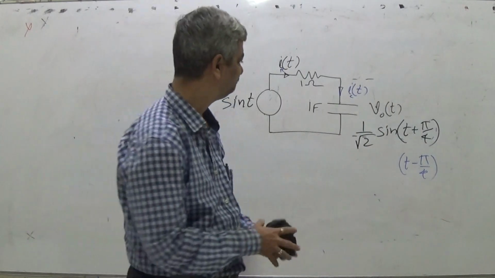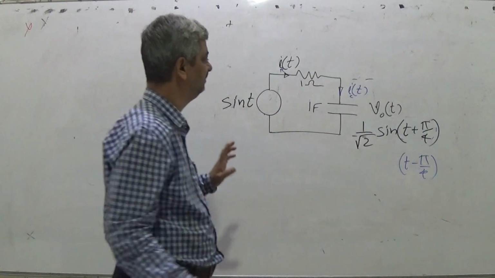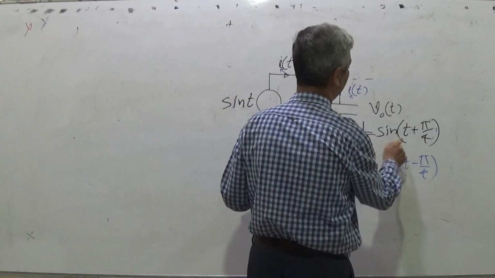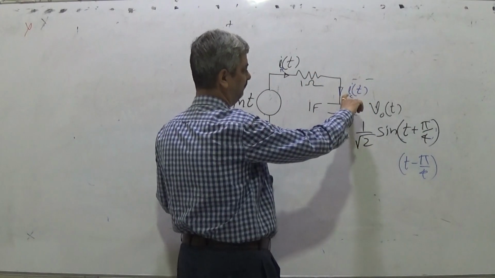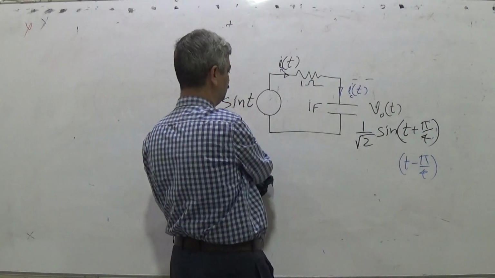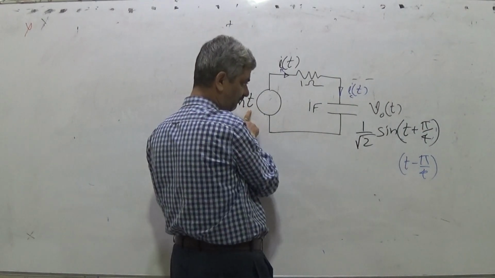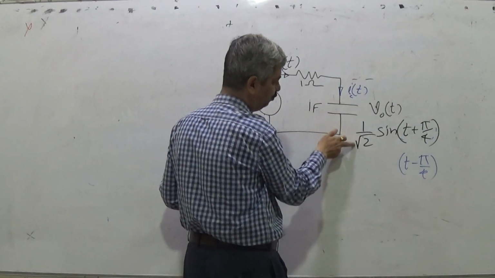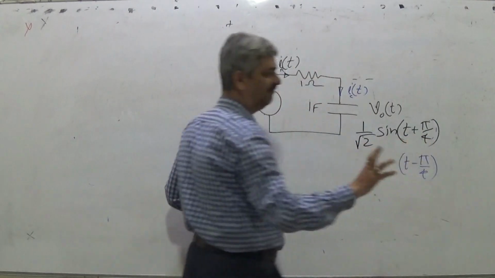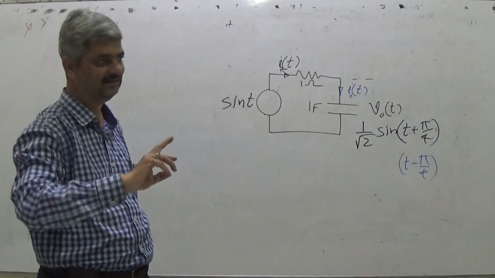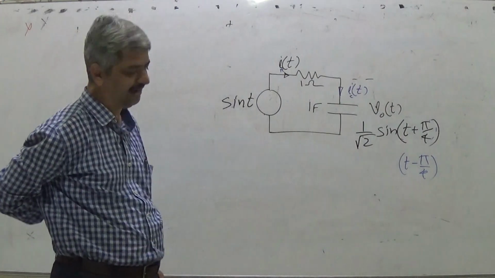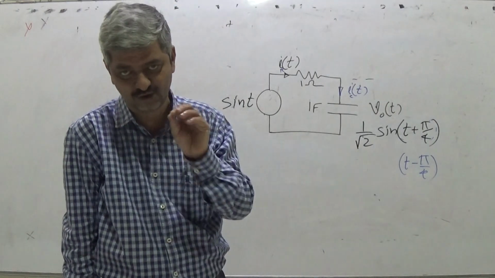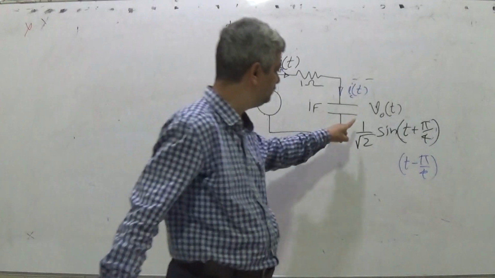Prior to that, verify whether 1 upon root 2 is correct. The input is sin t, the magnitude is 1, there is 0 phase. The output amplitude is 1 upon root 2 and the phase is pi by 4, whether plus or minus, you verify. Plus or minus, that is called lead and lag. You just think on your own and verify which of these two is correct.